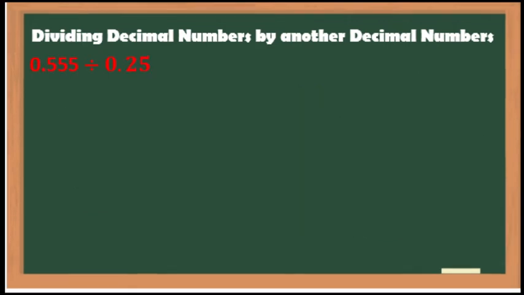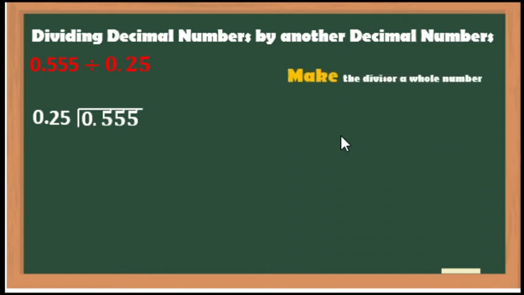Let us have another one. This time we will have 555 thousandths divided by 25 hundredths. Again, let us write this in long division method. So as you see, our dividend is inside and our divisor is outside. First, make the divisor a whole number. Since our divisor has 2 decimal places, we need to move the decimal point twice to the right. Let us move 1, 2. So instead of having 25 hundredths, we will have 25.